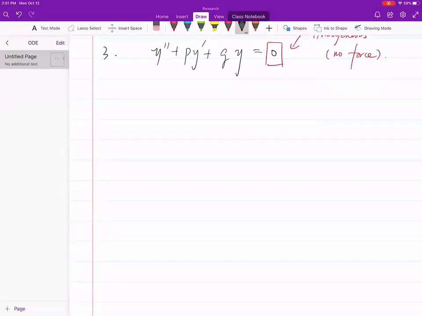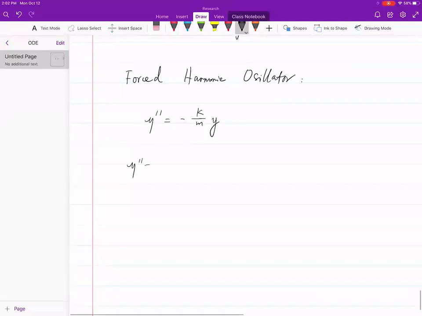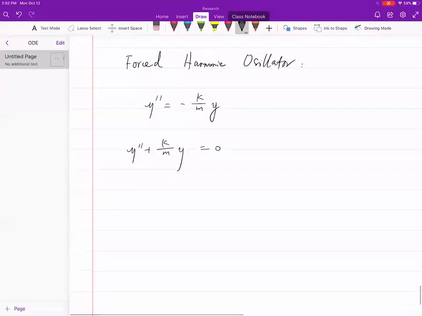Of course, we can talk a little bit about the forced harmonic oscillator, which basically means we don't pick a 0. Instead, we pick some function there to interfere with that thing a little bit. Let's not even consider the damped. Let's just consider the original one with no damping, which gives you y'' + (k/m) y = 0.